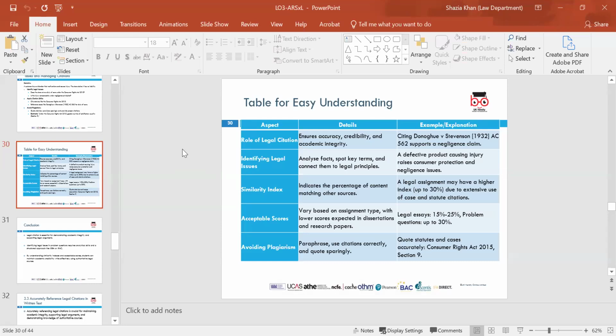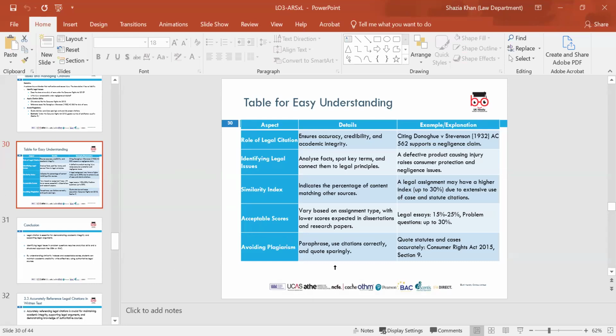The similarity index indicates the percentage of content matching other sources. A legal assignment may have a higher index, up to 30%, due to extensive use of case and statute citations. Acceptable scores vary based on the assignment type, with lower scores expected in dissertations and research papers. Legal essays are 15 to 25%, problem questions up to 30%.